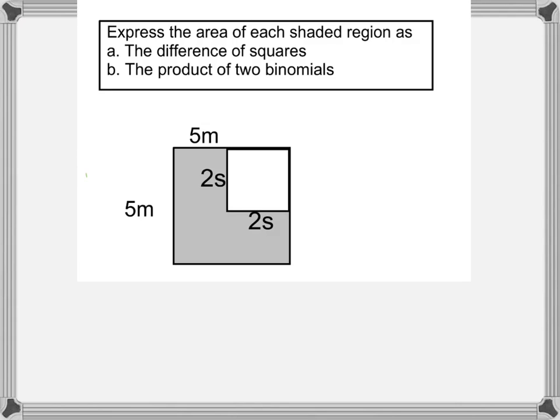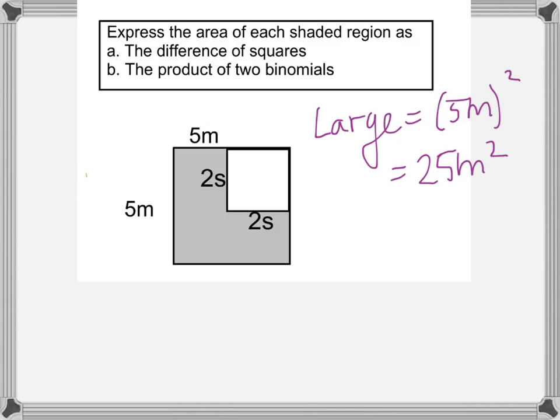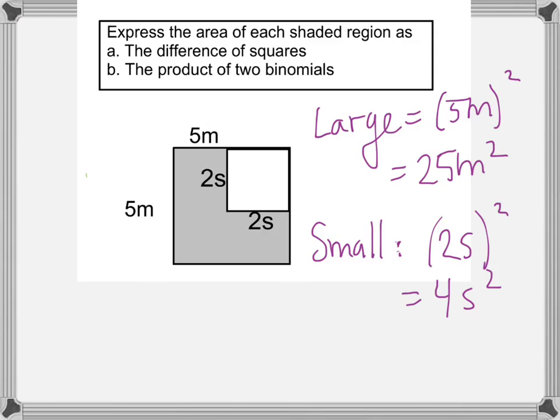So it usually requires you to find the area of 2 or more objects and subtract one area from another to find the area remaining. So the area of the large square is going to be 5m squared, but that's 25m squared. And the area of the small square is going to be 2s squared, that's 4s squared. To define the area of the shaded region, we have to do the large minus the small, which is 25m squared minus 4s squared. So that's the answer to A above there.